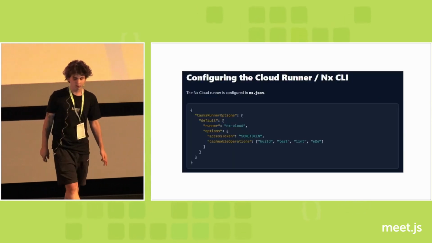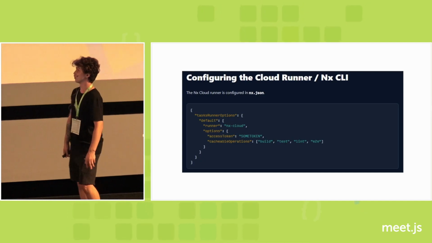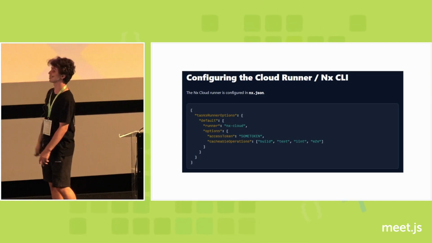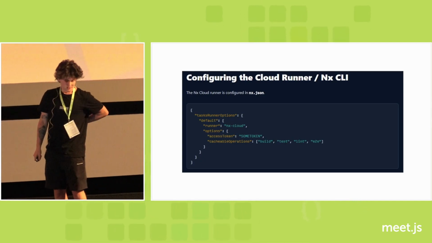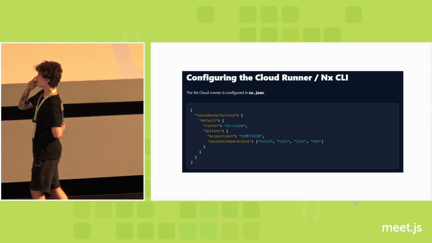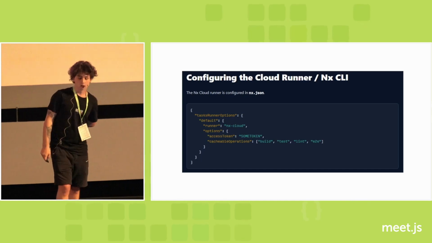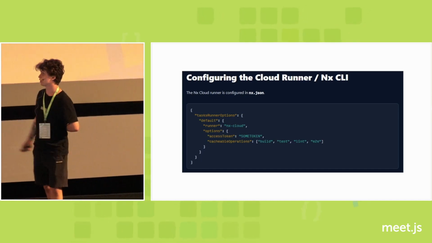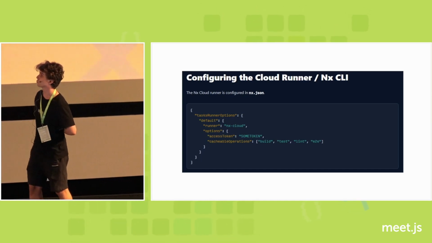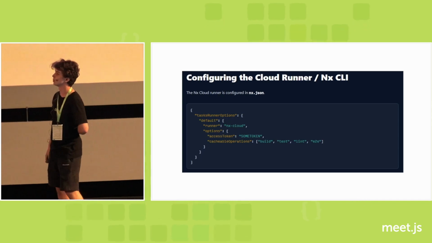The second link is better, because this is the configuration for NX Cloud. You can check that runner is different from the default task runner. Yeah, NX Cloud. And also we have an extra option, access token.